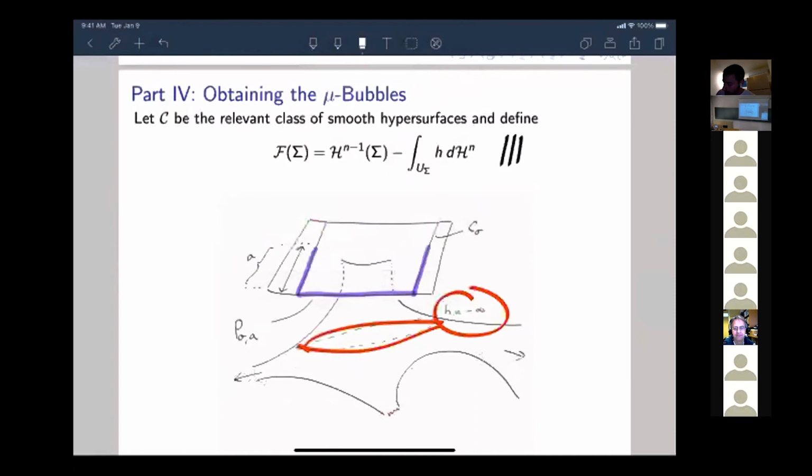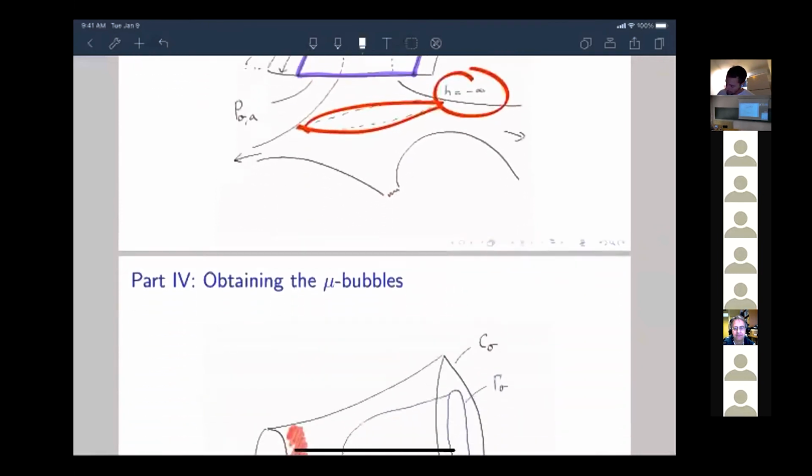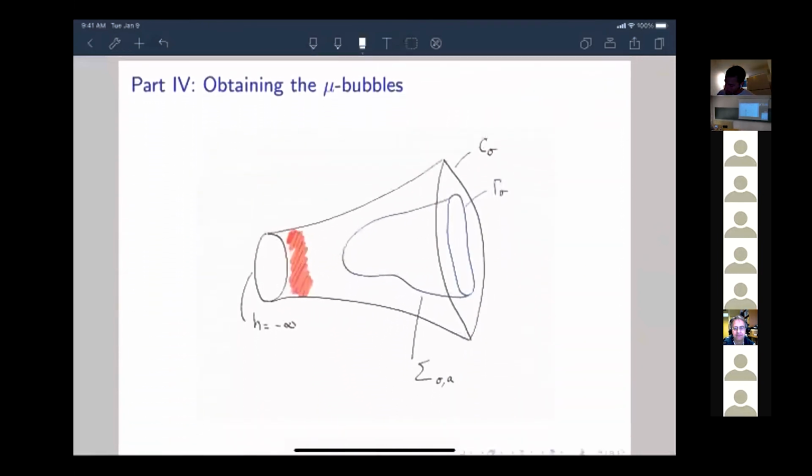And then the main issue is, are you going to be able to set up H and set up the stability inequality in a way that's strong enough to run a kind of contradiction? So these are the mu bubbles we obtain, right? So H is going to negative infinity here, say, and that will penalize any surface from ever venturing too close.